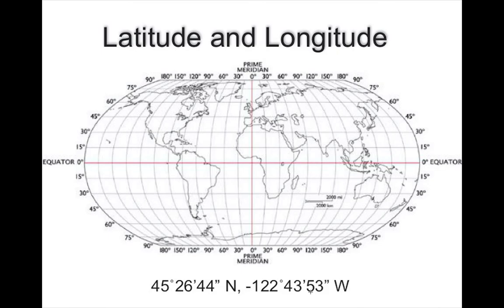So if we were given this latitude and longitude, to find it on the map, we would start at 0, and we would go up until we get to 45 degrees, and then a little bit more because we're at 26 minutes there. And every point along this line that I'm going back and forth on with the cursor is about 45 degrees, 26 minutes, 44 seconds.